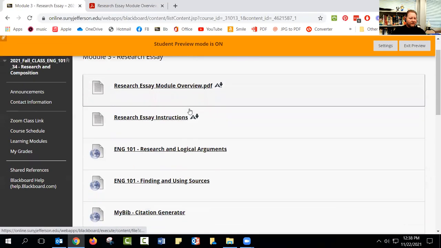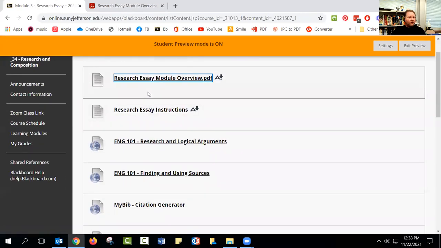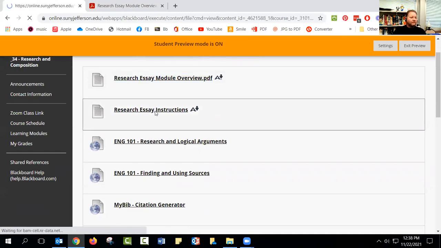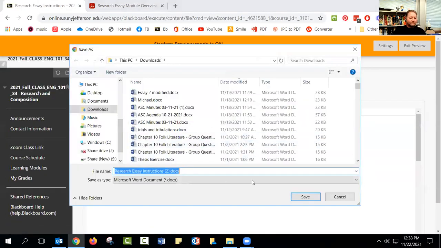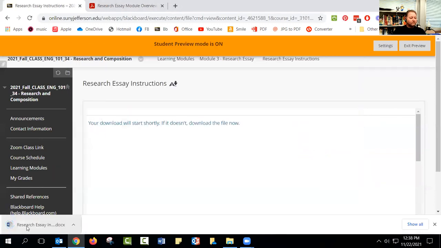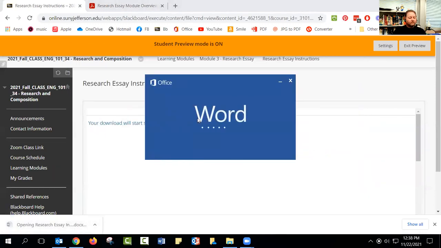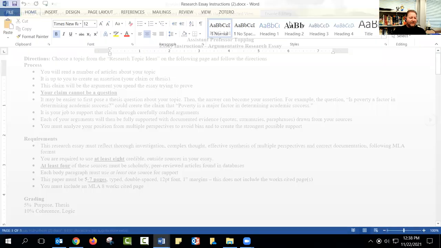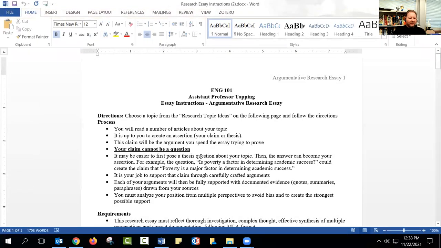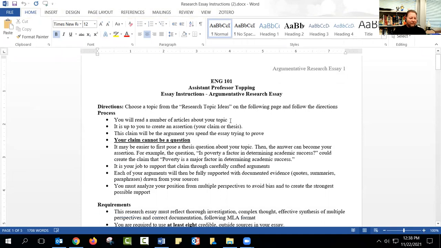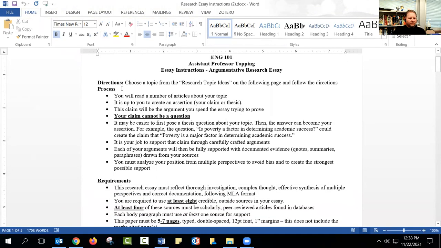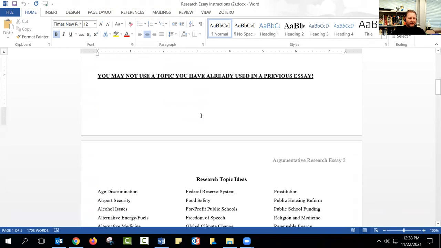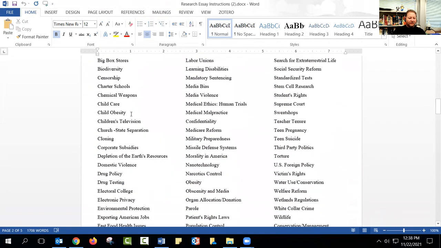And so going back to here as well, these are the research essay instructions. I will go back to these a number of times during this whole module. And if you look at these, as I said before, it is a fairly lengthy document, but understanding the very specific instructions is very important, okay? So it says directions. Choose a topic from the research topic ideas on the following page and follow the directions, all right? So the next page, these are all the research topics, right?